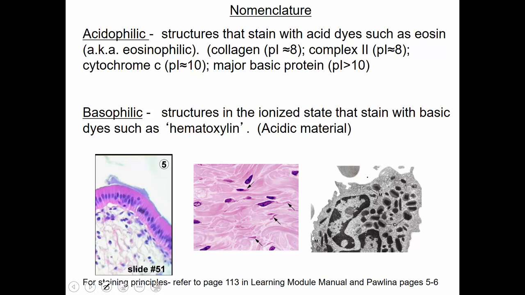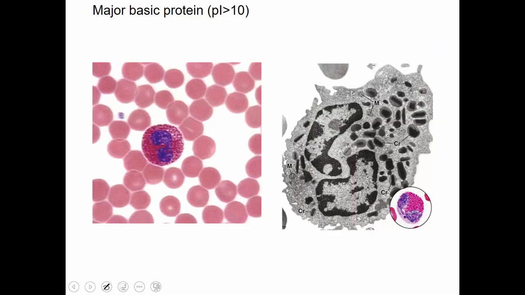This granule, with its crystalline core center, is actually a crystalline core composed of major basic protein. So how is it going to stain? Acidophilic or basophilic? Acidophilic, okay? So here, this is that electron micrographic image, and this is a light micrographic image of an eosinophil, hence the name. And see, this is the nucleus, and all these granules are staining very eosinophilic. Make sense? So understanding this will help you understand the composition of granules.